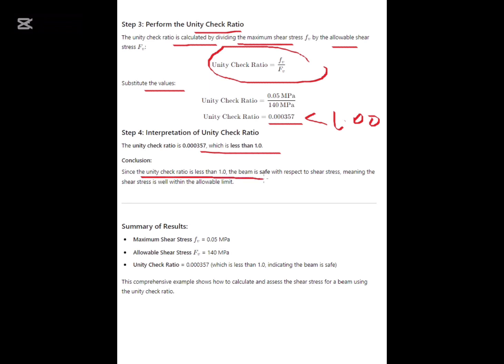Conclusion: since the unity check is less than 1, the beam is safe with respect to shear stress, meaning the shear stress is well within the allowable limit. This is the maximum shear stress, this is the allowable shear stress, and this is the unity check ratio, which is less than 1, indicating the beam is safe. This comprehensive example shows how to calculate the maximum shear stress and assess it for the beam using the unity check ratio.